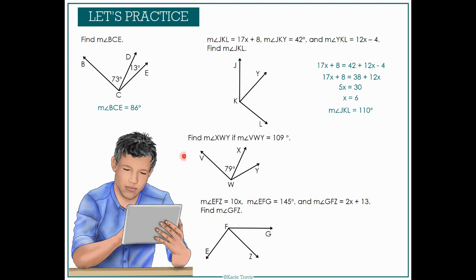All right. Now we got two on the bottom here. We got one with just some regular numbers, one with some algebra popping off. So let's look at this regular one. They want us to find the measure of angle XWY if VWY is 109. So VWY is the whole big angle here. So that whole thing is 109. We're trying to find the smaller angle, but I do know that the other small angle is 79. So I could take 109 and subtract 79, and that'll give me what this is. So when I go through and do that, I get 30.